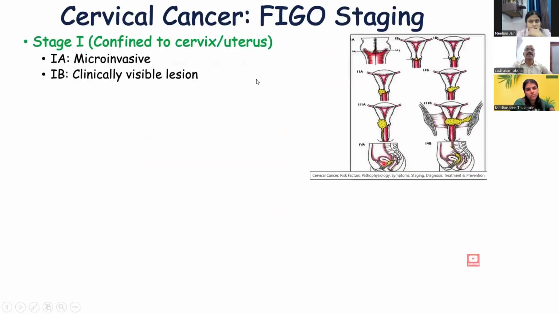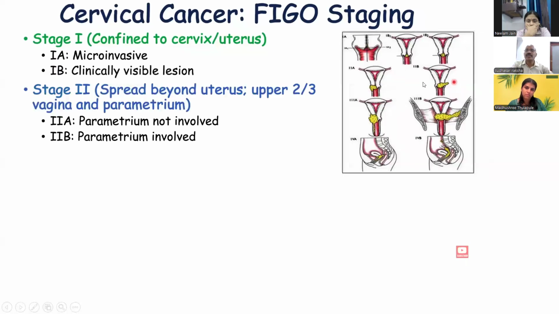So next is the staging of the cervical carcinoma. There are 4 stages: stage 1, stage 2, stage 3, stage 4. Stage 1 means the carcinoma is confined to the cervix. It has not spread to other parts. When it is not visible grossly, that is 1A. If a lesion is visible to the naked eye, then it is 1B.